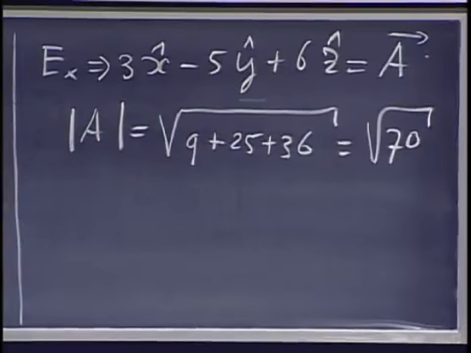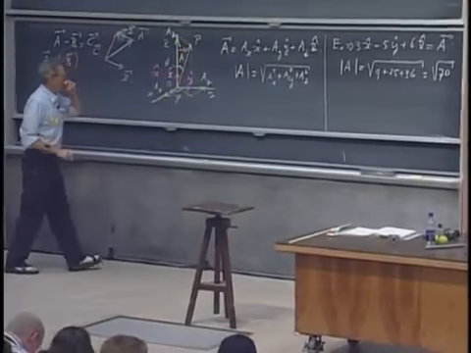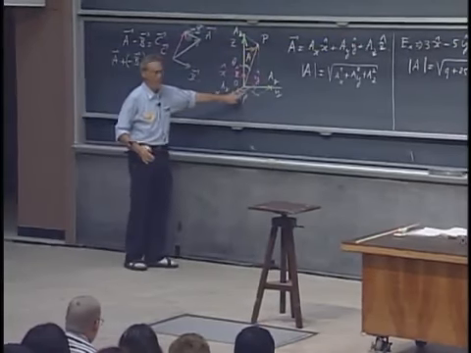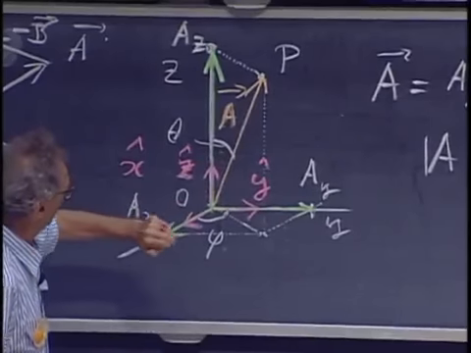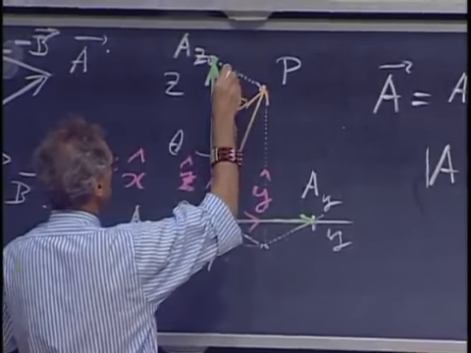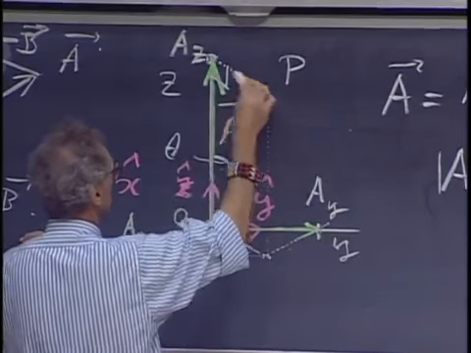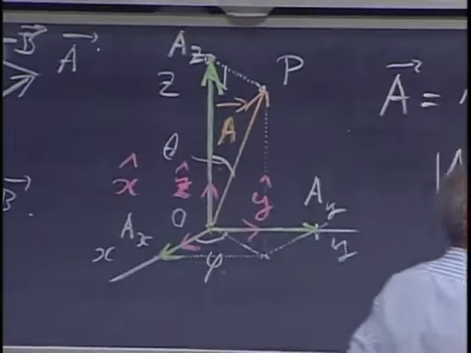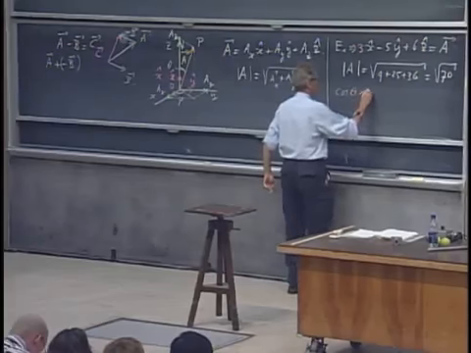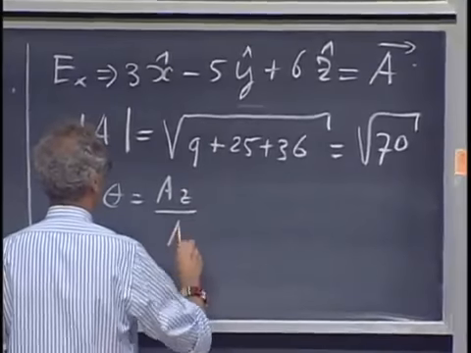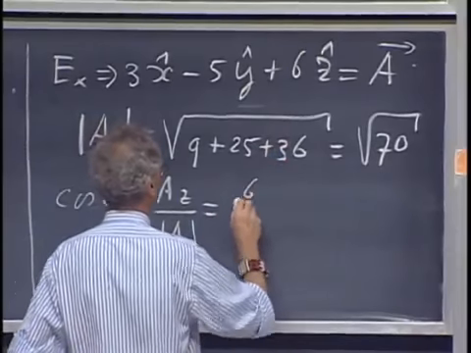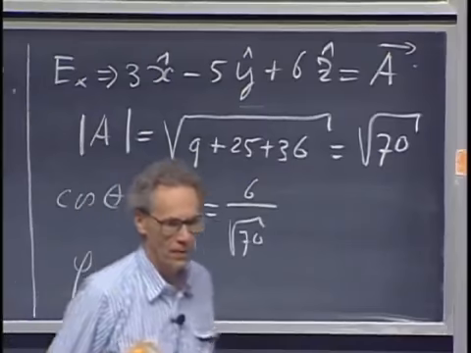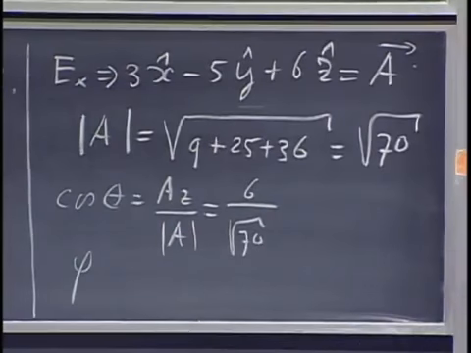And suppose I asked you, what is theta? It's uniquely determined, of course. This vector is uniquely determined in 3-dimensional space. So you should be able to find phi and theta. Well, the cosine of theta, see this angle here, is 90 degrees, projection. So the cosine of theta equals A of z divided by A itself, which in our case would be 6 divided by the square root of 70. And you can do phi, which is just simply a matter of manipulating some numbers.